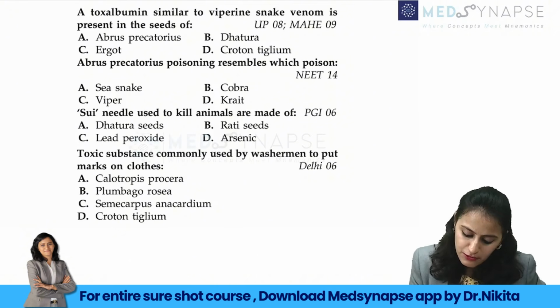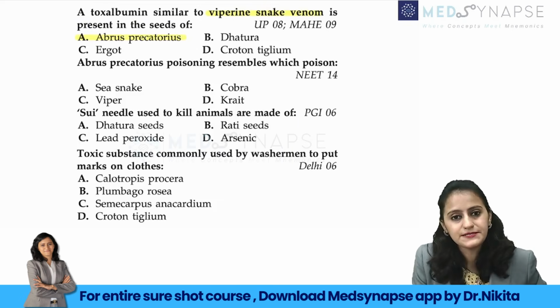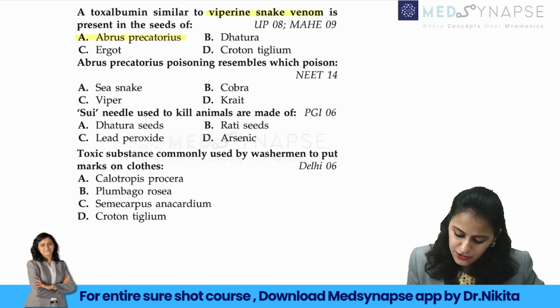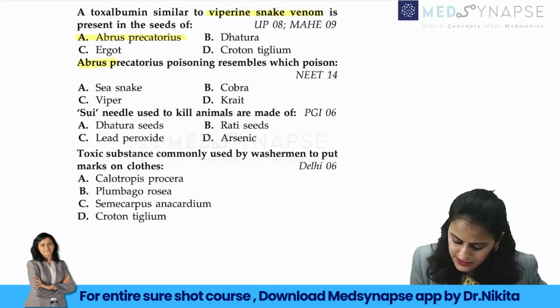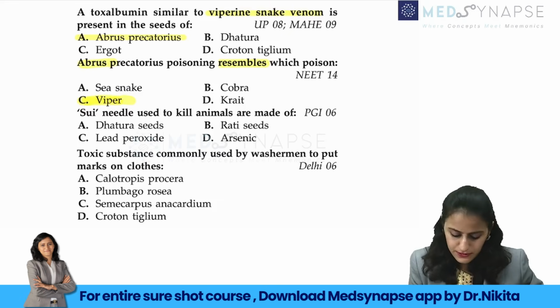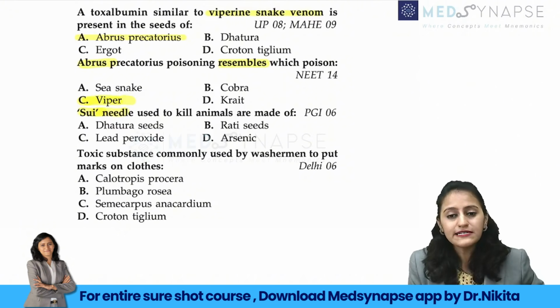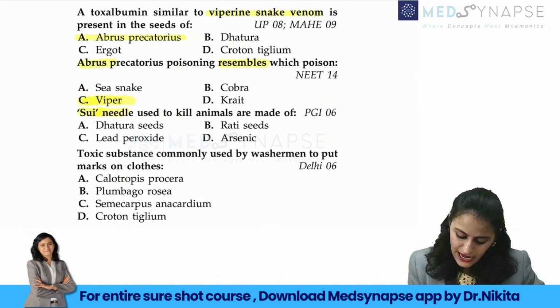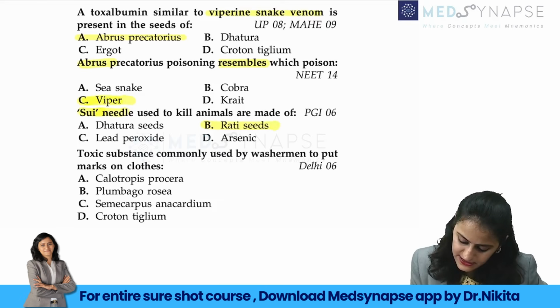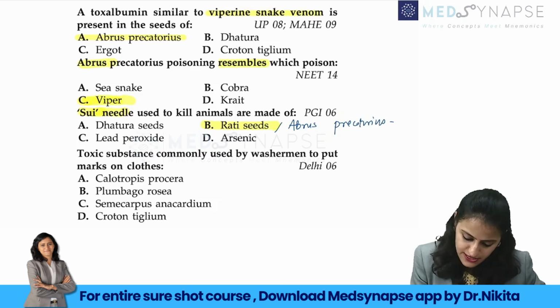A toxalbumin similar to the viperine snake venom is present in the seeds of Abrus precatorius, right? Abrus resembles viper. Sui needles used to kill animals are made of Abrus precatorius, sui needle prick. Precatorius is the Ratti seeds. Ratti is the name for Abrus precatorius. All these are previously asked questions, right?